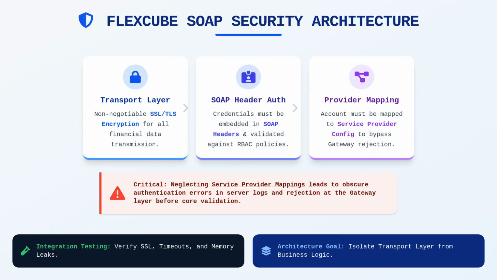If you neglect these mappings, the request will be rejected by the gateway layer long before it reaches the core banking validation logic, often resulting in obscure authentication errors in the server logs.